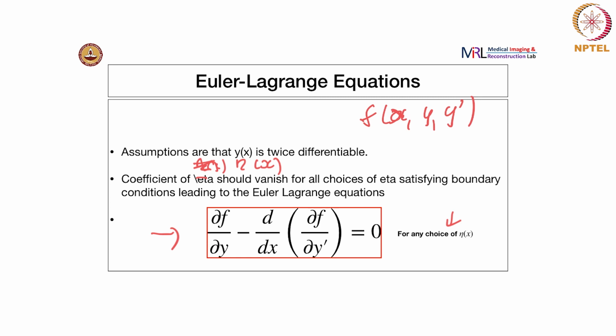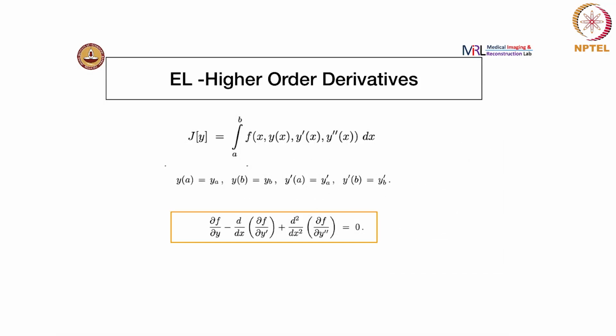Sometimes it is also a function of y double prime, which is d square y by dx square, in which case there will be an additional term with a change in sign. We'll look at that in another slide, but that's one of the things you have to remember. It can also be a function of higher derivatives, in which case there will be one more term here. We'll look at that later. If f is a function of y double prime also, then you will end up with an equation like this. Note that the sign is flipped.